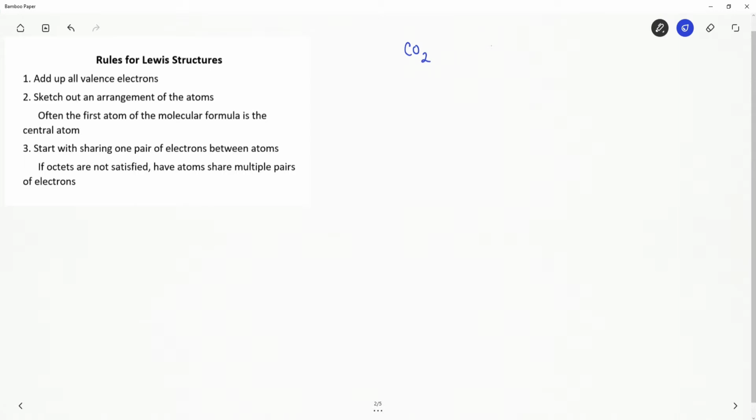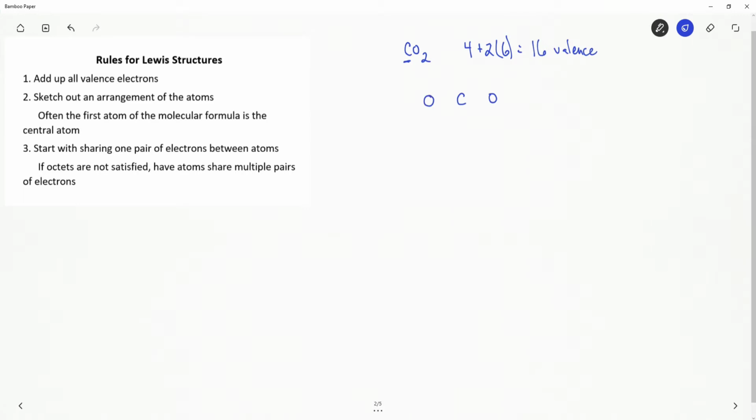Okay, just like before, we are going to start by adding up valence electrons. Carbon gives us 4 valence electrons. I have 2 oxygen atoms. They each give me 6 valence electrons. So I have 16 valence electrons. Looking at the molecular formula, carbon is written first and it is a single atom, so I'm going to put it in the center. And I'm going to put oxygen on either side of carbon.